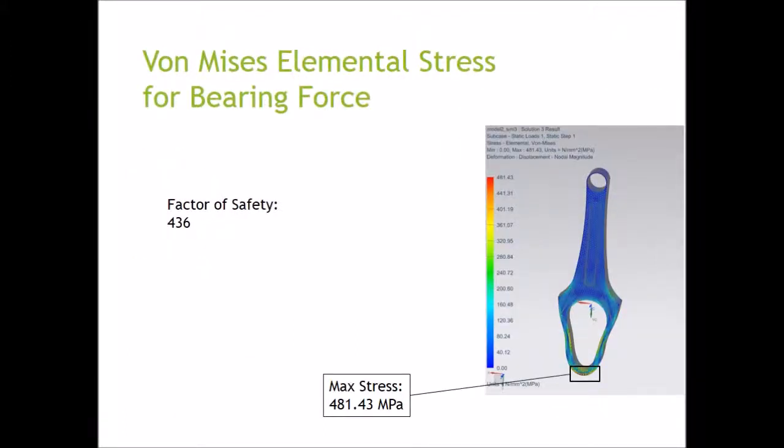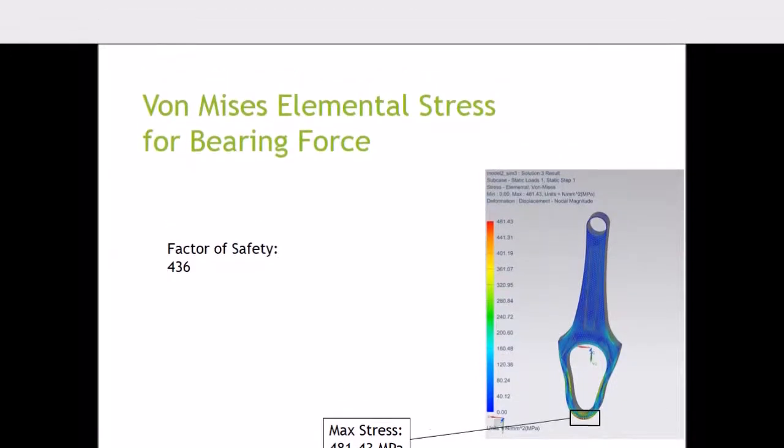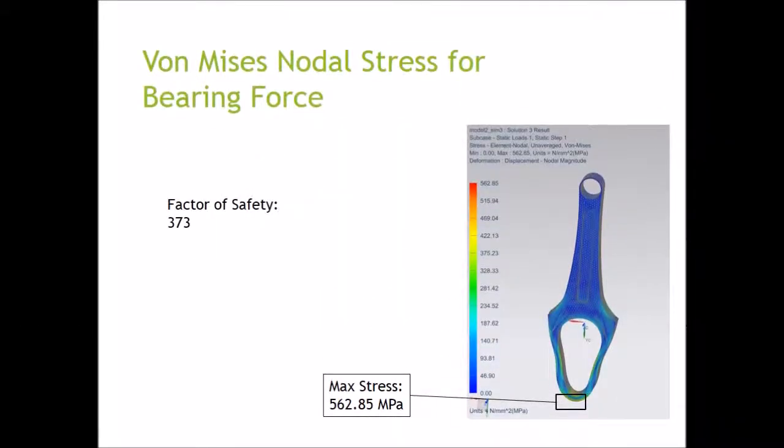After analyzing the deflection, we looked at the von Mises elemental stress and found that the maximum stress was about 481 megapascals. Based on the material properties, the factor of safety was found to be 436. We looked at the von Mises nodal stress and found that the maximum stress was about 563 megapascals. The factor of safety was found to be 373.